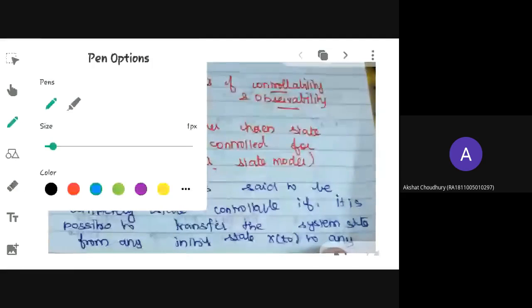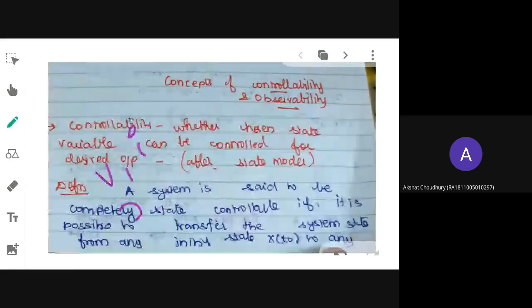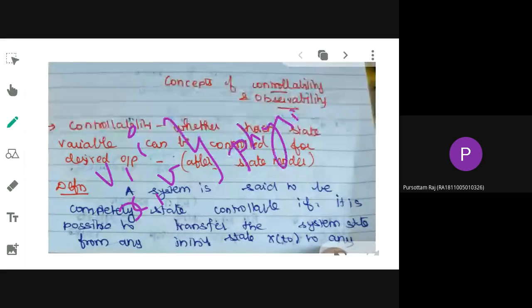V, I, phase, X, phase. V, all are phase. Physical variable, man. VI is a physical variable. Displacement, velocity is also a physical variable. So that way also you can choose states.